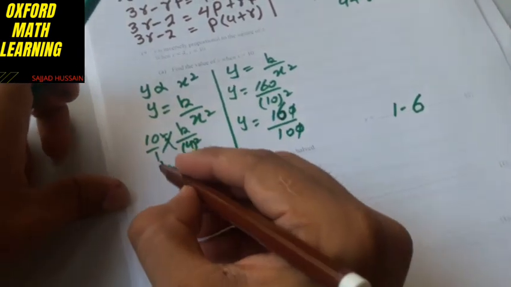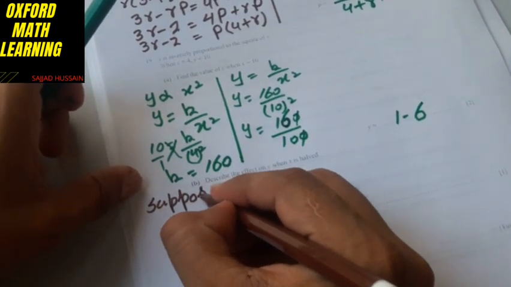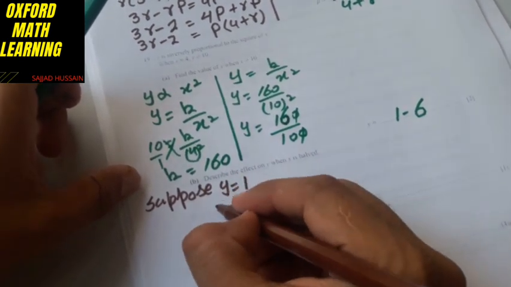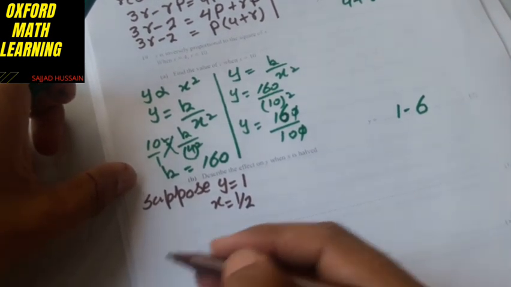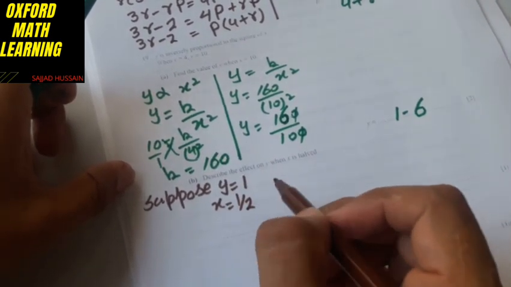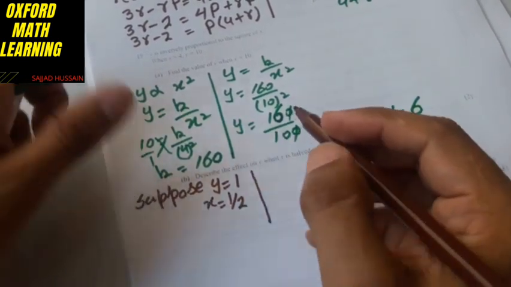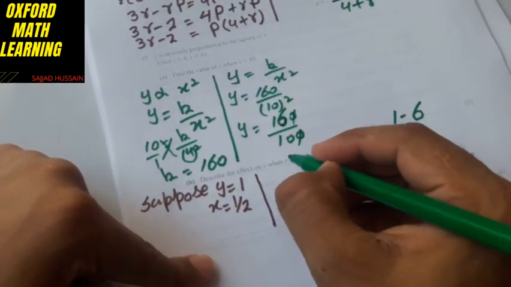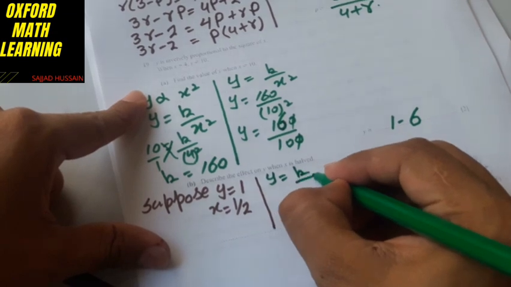Okay, for this we have to suppose a value. Suppose y is equal to 1. Then x will be half, 1 over 2. Then x will be half, to check this effect. Okay, then what we will do is write the formula again. Y is equal to k over x square.